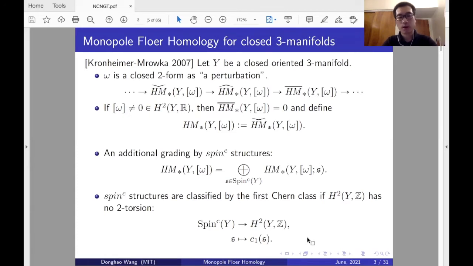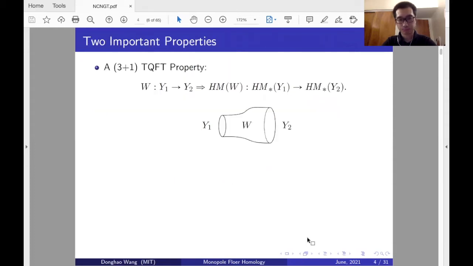This monopole Floer homology has two important properties that we'll generalize later for three manifolds with toroidal boundary. So let me first give you a brief summary. The first property is a TQFT structure, meaning whenever you have a four manifold cobordism W from Y1 to Y2, we can construct a cobordism map between their Floer homology groups. Moreover, this assignment is functorial with respect to compositions of cobordisms. In this way, we obtain a functor from a cobordism category to the category of groups.